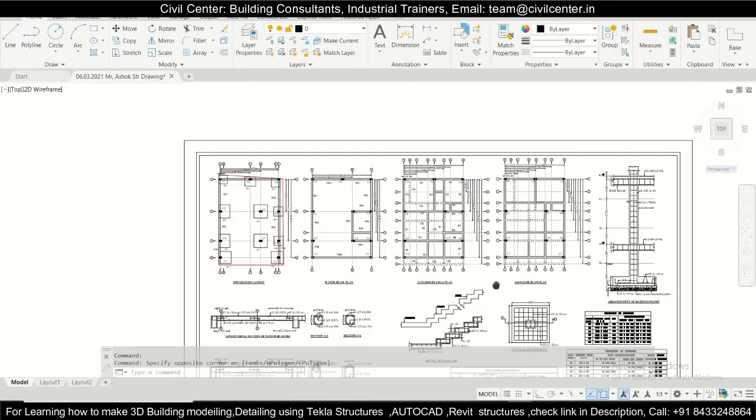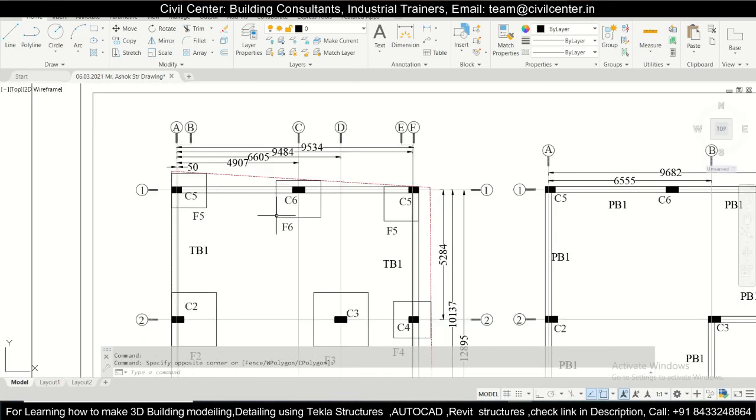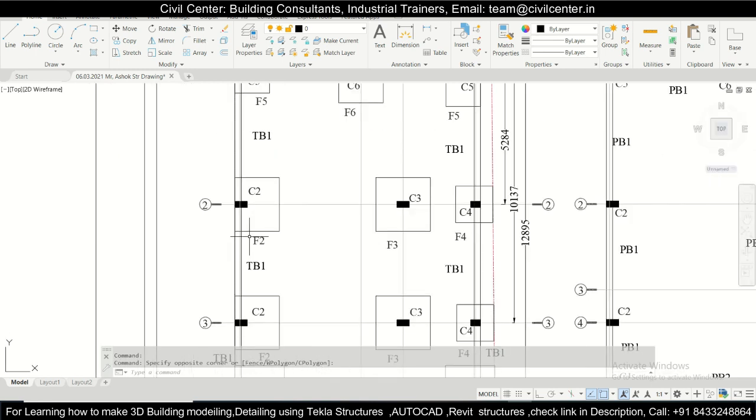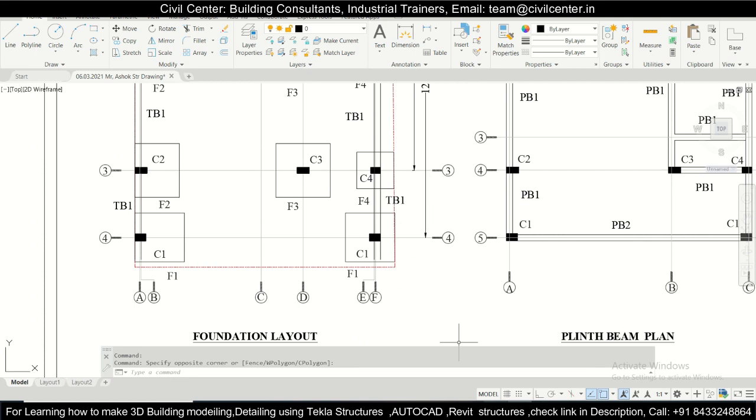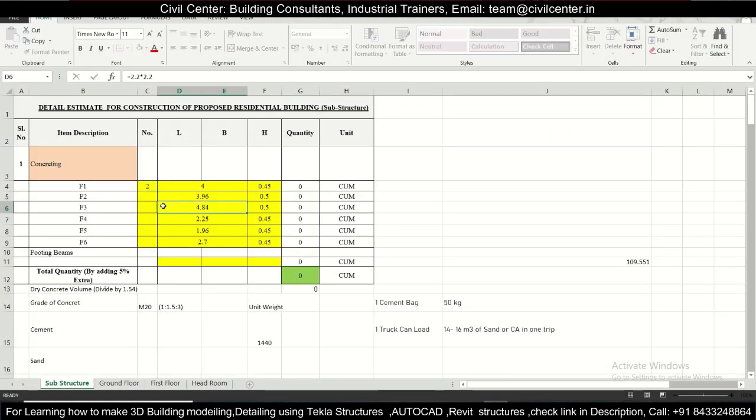So F1, we'll just search here for F1. We don't have any F1 here, F1 here. We have 2 F1 in the beginning. So this will be 2.